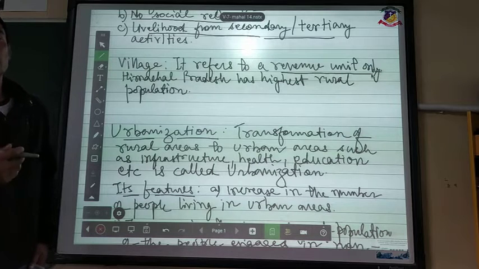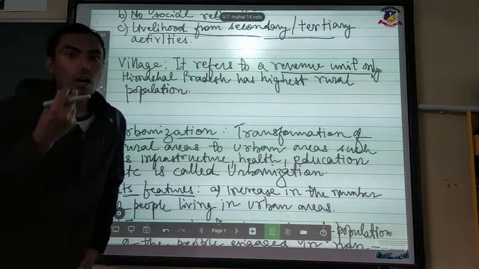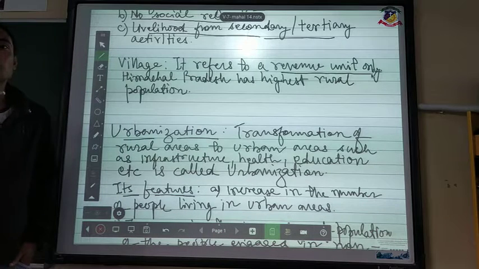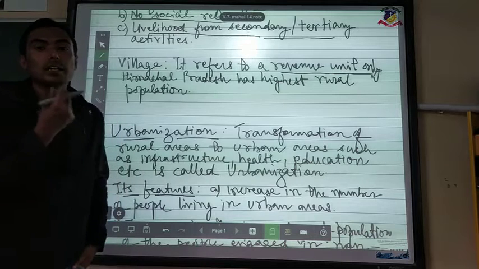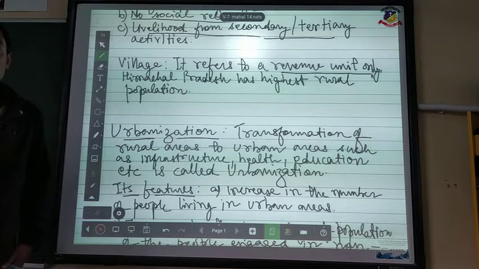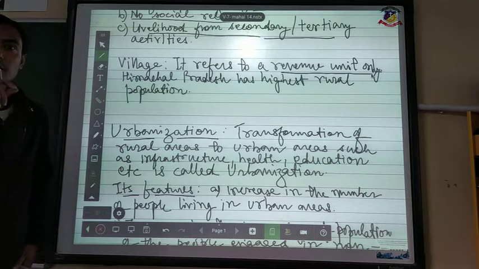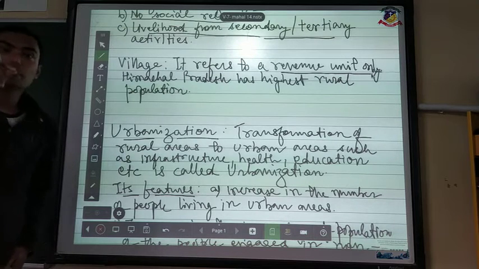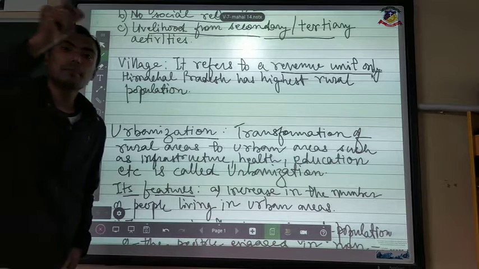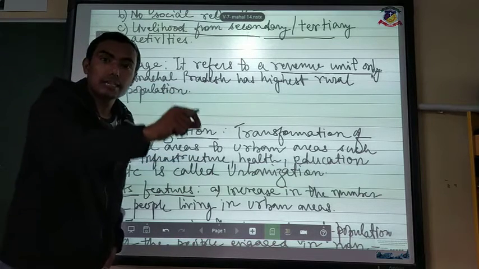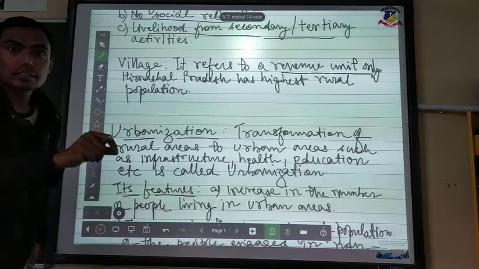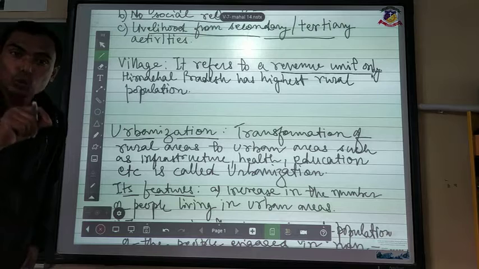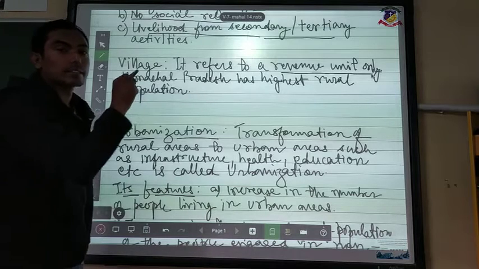Hamlet means what? Hamlet means a few scattered houses where the population is not more than 40 to 50 people. Clear? So, when there is a small number of houses with a small number of people entirely dependent upon agriculture as well as raising of domestic animals, those areas can be referred to as a village.